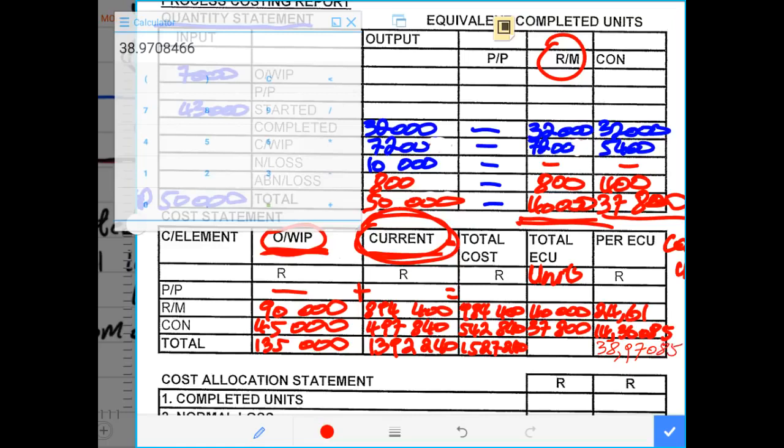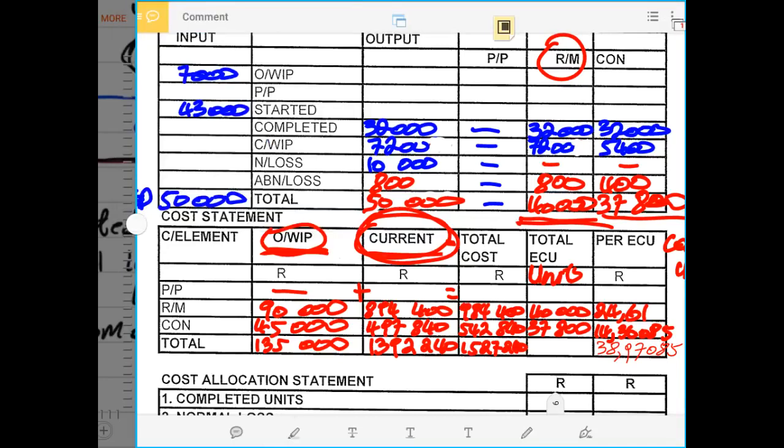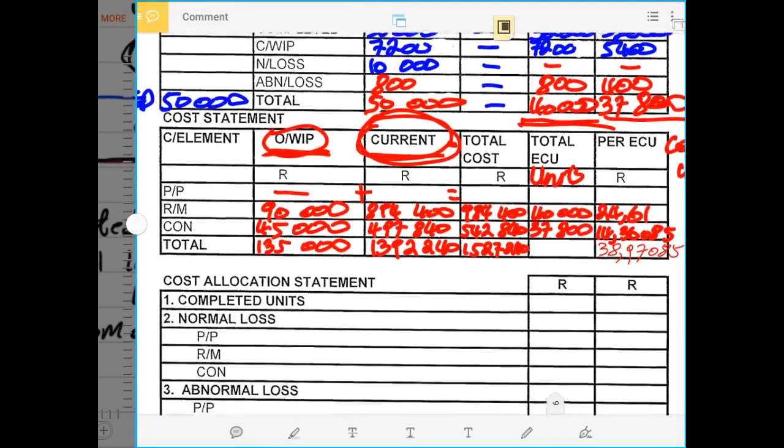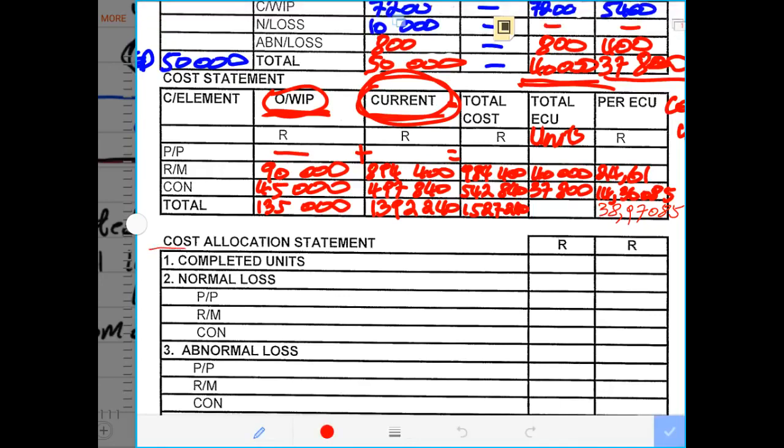85. So now that is the total cost per unit. And immediately when we are done with that, now we can do the last statement. I'll just use the small one because it seems the font is too big for my writing. Then now we come to the cost allocation statement, and here there's nothing new that we do.